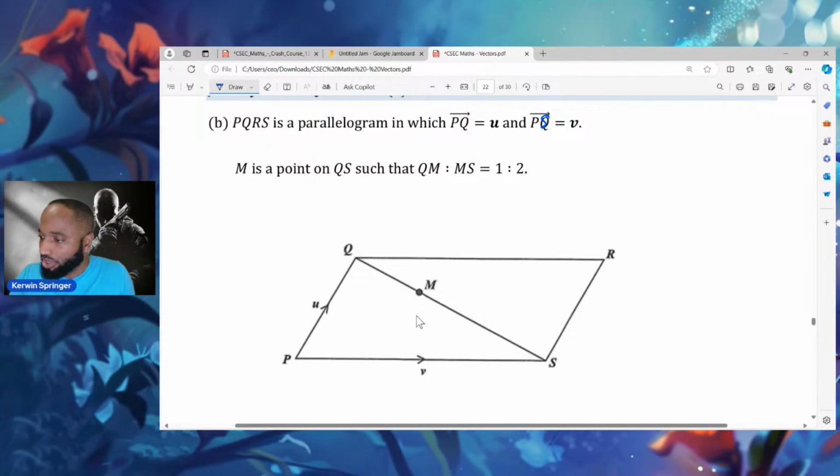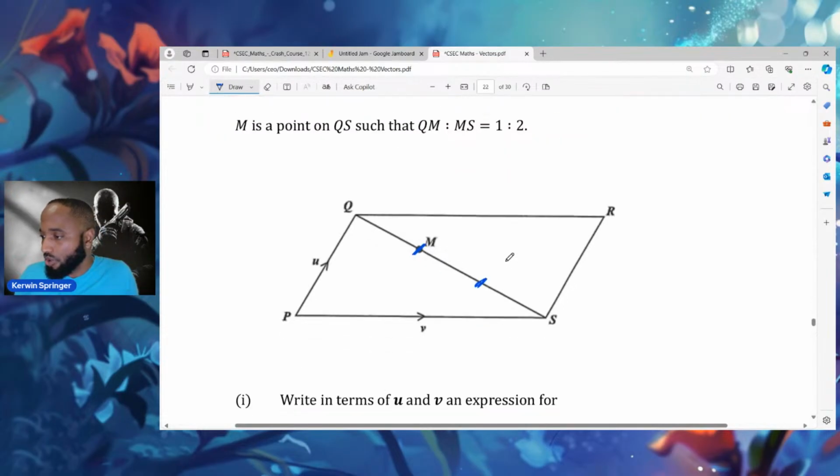M is a point on QS such that QM to MS is 1 to 2. So Q to M is like 1, and M to S is like 2. So how many parts do I need to split this up into? Again, one of these little fraction things. That's 3 parts.